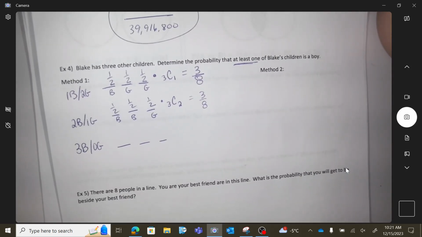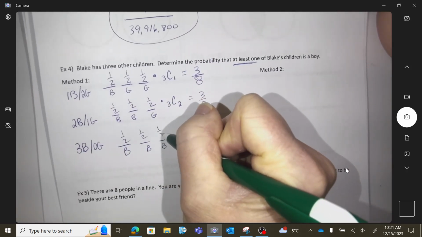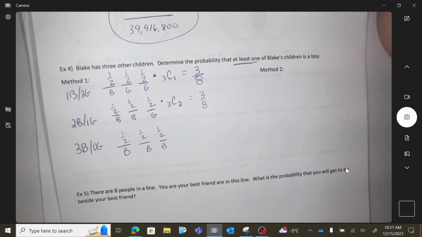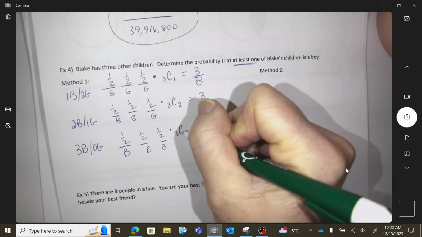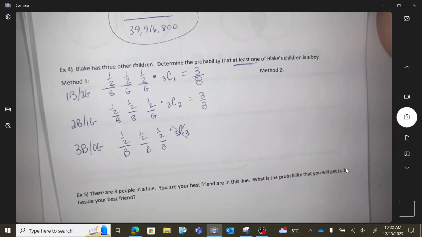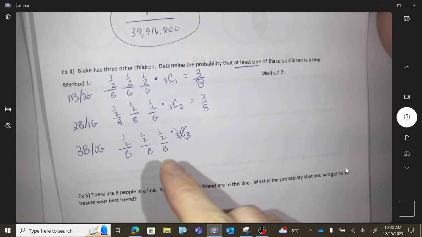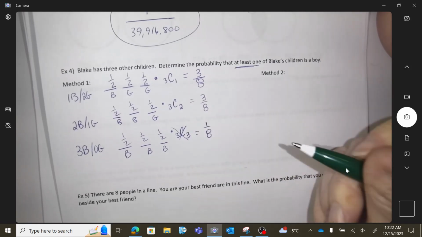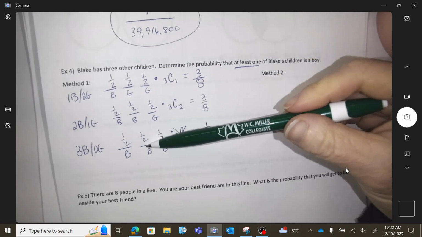And then the scenario would be boy, boy, boy. 1/2, 1/2, 1/2. And there's actually no other ways to do that, right? If you really want, you could say you're doing 3 boys choosing the 3, but that's just 1, right? Because what else can you do with boy, boy, boy? Can't change that scenario, right? So that's 1/8.